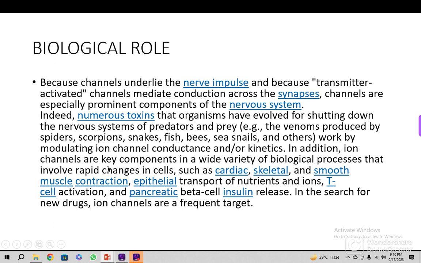In addition, ion channels are key components in a wide variety of biological processes that involve rapid changes in cells, such as cardiac, skeletal and smooth muscle, all excitable tissues, epithelial transport of nutrients and ions, T cell activation, and pancreatic beta cells, where insulin release is dependent on them. Also, in the search for new drugs, ion channels are frequent targets. New drug, remember.